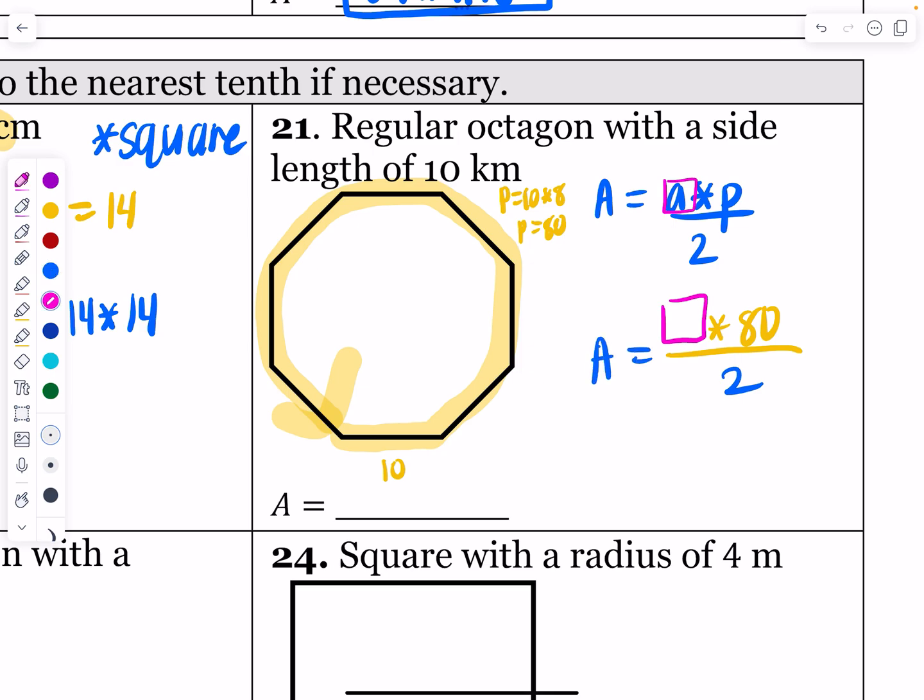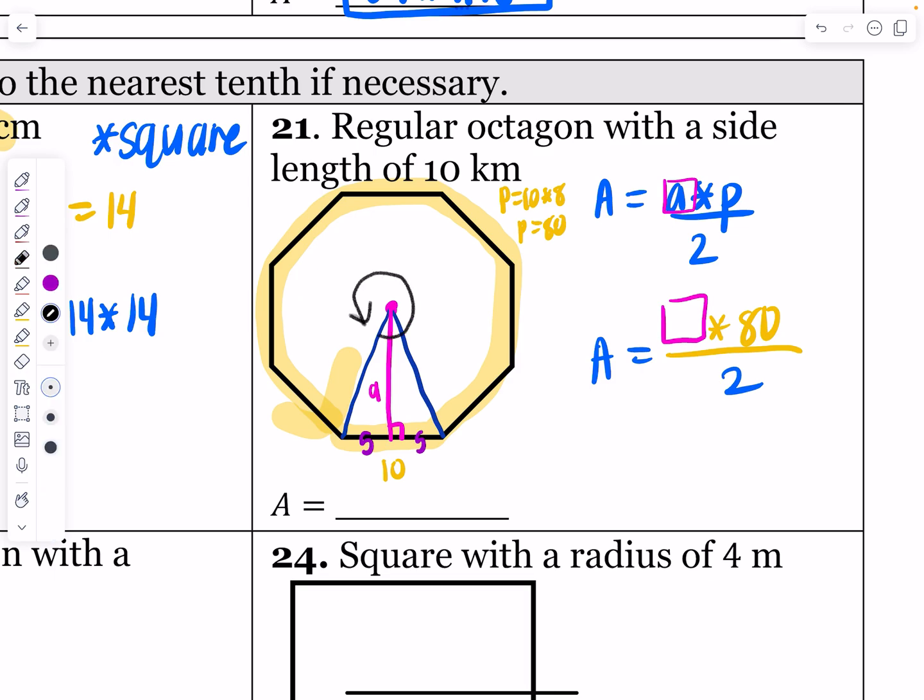The very first thing we always do is draw in our center, connect a radius to create this triangle that's the same all the way around the shape, and a radius on this side. The apothem is going to be the height of that. So what does the apothem do to that side length of 10? It breaks it into a piece that's 5 and a piece that's 5. How do we find this angle? Well, we take 360 and we divide it by 8. So 360 divided by 8, I believe, is going to give me 45, but let me check. Yes, so that's going to be a 45-degree angle.